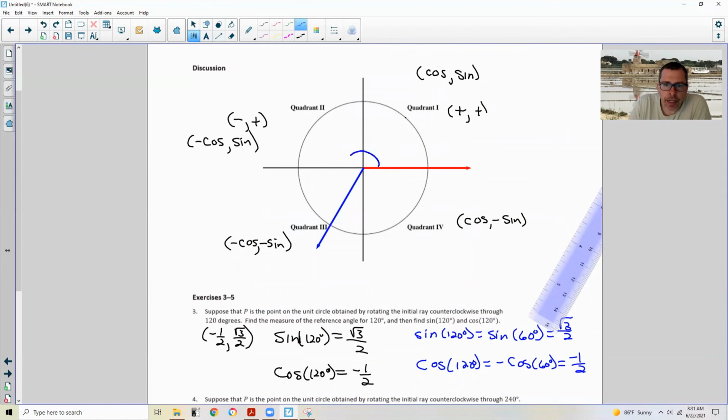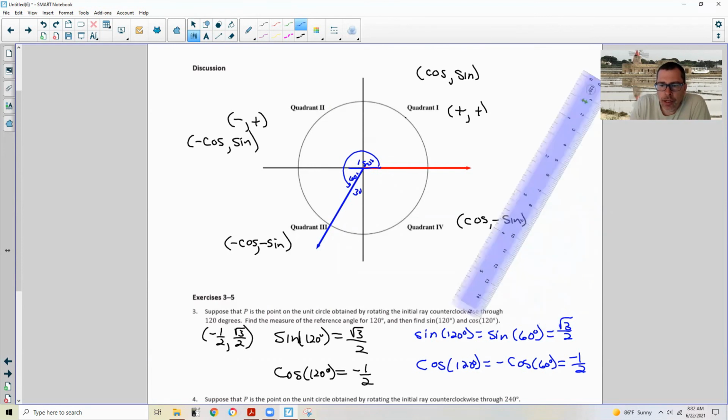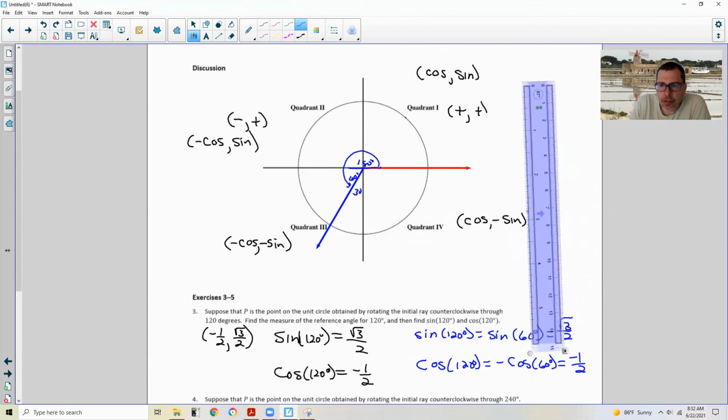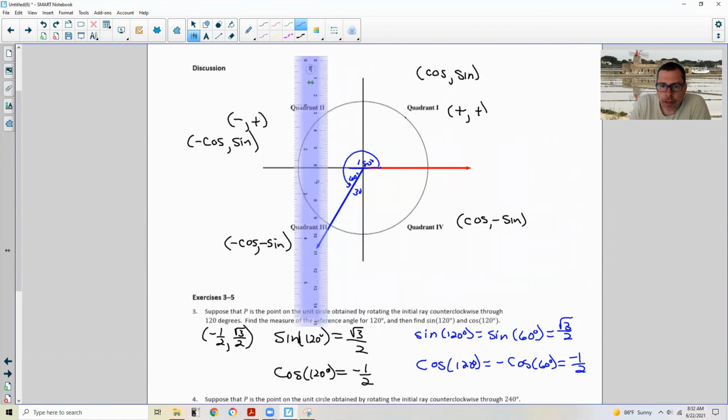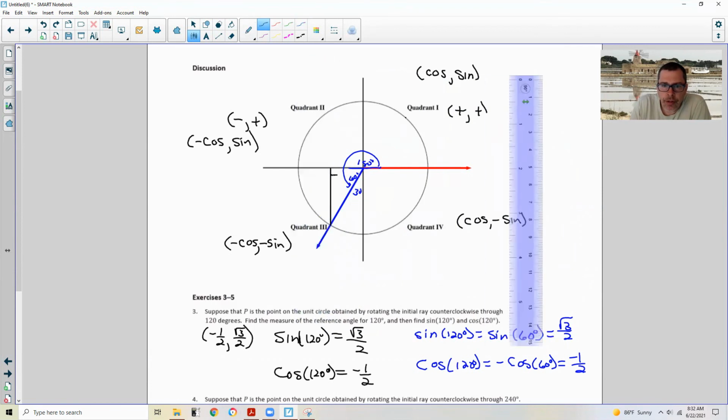So 180 plus 60. Think of this as 180 degrees on this side. This is 60 degrees, totaling 240. So if this is 60 and this is a 90-degree angle, this has to be 30. Okay, hopefully that makes sense to you. And then we always draw a perpendicular to the x-axis, and that's our triangle. Okay, so there it is. There's our right triangle. Here is our point P.